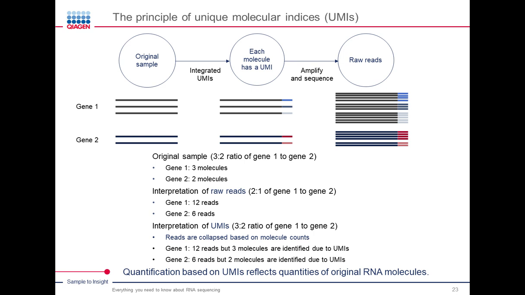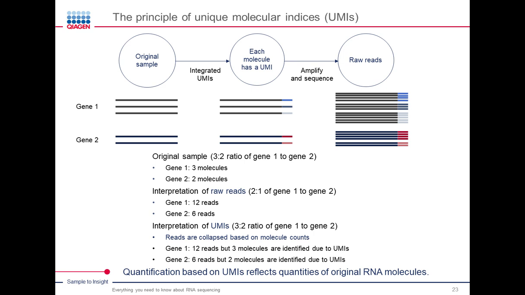Then you perform your library prep and ultimately your sequencing. And ignoring the small colored bars for now, let's just take a look at the raw reads. After you perform your sequencing, you have 12 reads of gene 1 and 6 reads of gene 2. And this is now a ratio of 2 to 1. You basically go, whoa, what happened here? Originally you started with 3 to 2, but now you're at 2 to 1. And the problem is that during library prep, there are amplification biases, and also during sequencing, there can be sequence biases as well.